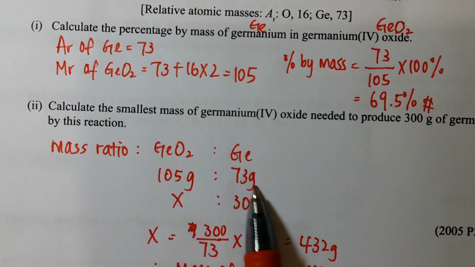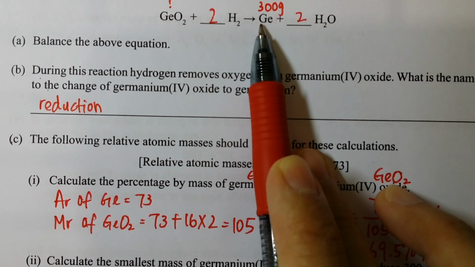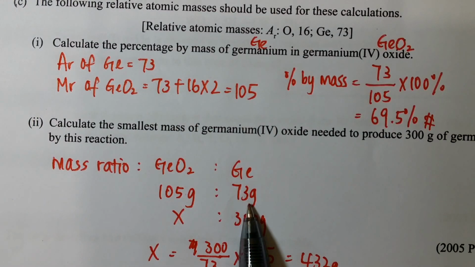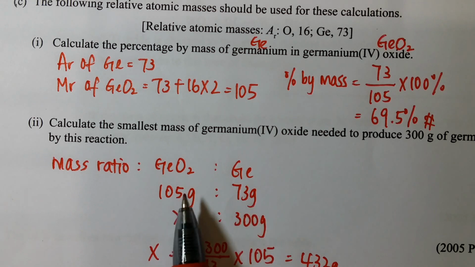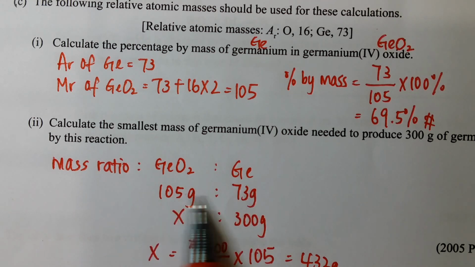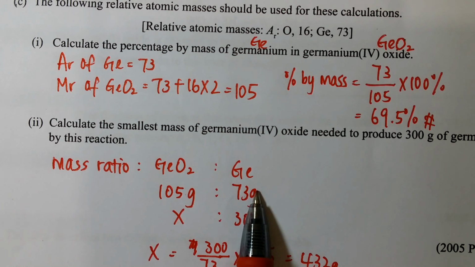How about for Ge? Same thing. For the mass of Ge, it would be the number of mole, which is 1, based on the chemical equation, times the AR, which is 73. So 1 times 73 is 73 gram. So this is a mass ratio based on the chemical equation. The first row is always the mass ratio or the mole ratio based on the chemical equation.